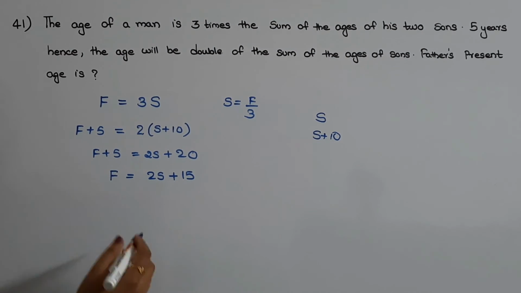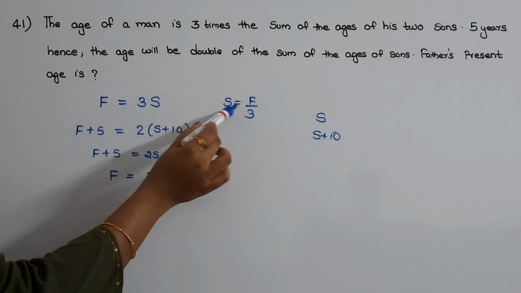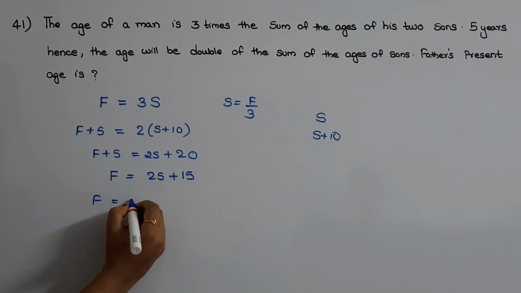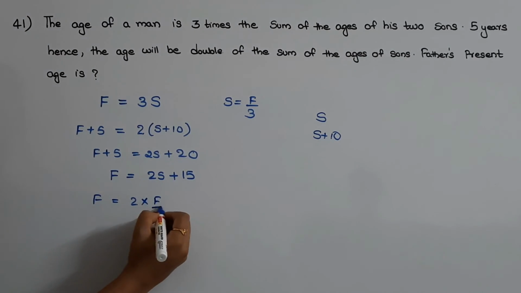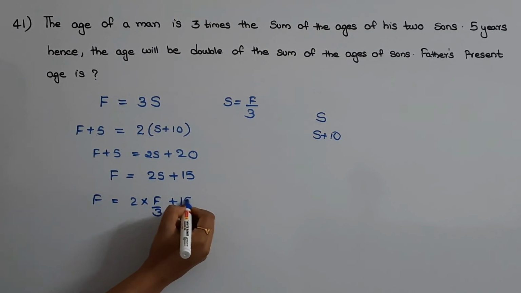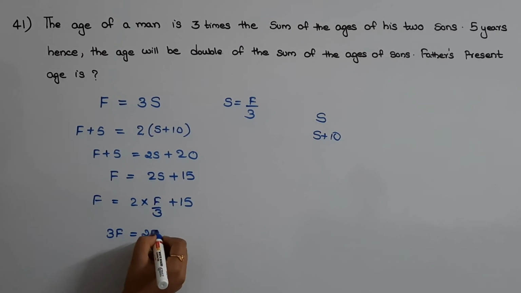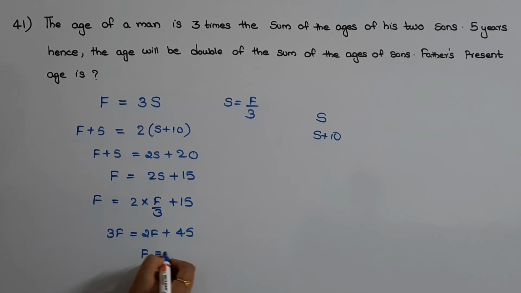Now we need to find out the present age of father. So substitute this s value in this equation. So f is equal to 2 into (f by 3) plus 15. From this 3f is equal to 2f plus 45, or we can write this as f is equal to 45 years. Hence the present age of father is 45 years.